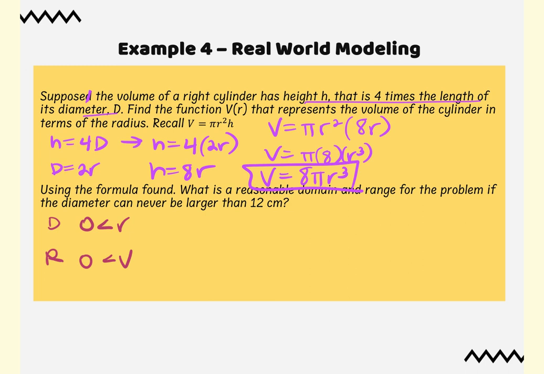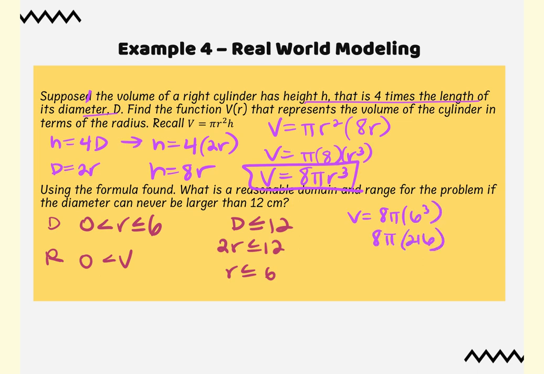So if it says the diameter can never be larger than 12, diameter has to be less than or equal to 12, because it can be 12. It just can't be larger than it. What does that mean for my radius? Good. So now I have a max on the radius. And then you'll plug it in to find the max on your volume. So the 6 goes in: 8 pi 6 cubed, 8 pi 216.